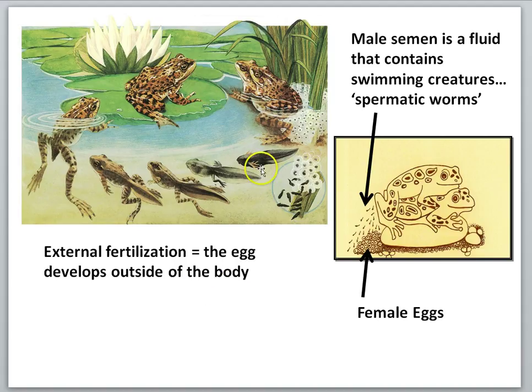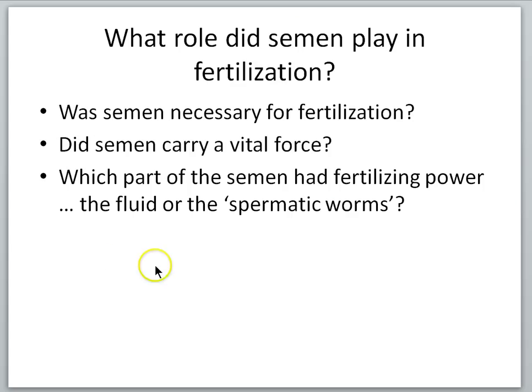So Spallanzani is going to use the frog here as a research subject to study the role of male semen in the reproductive process. So three questions presented themselves. Was semen even necessary for fertilization? Did semen carry some kind of vital force? And which part of the semen had fertilizing power, the fluid or the spermatic worms, or possibly both?